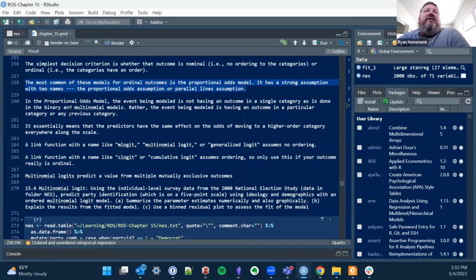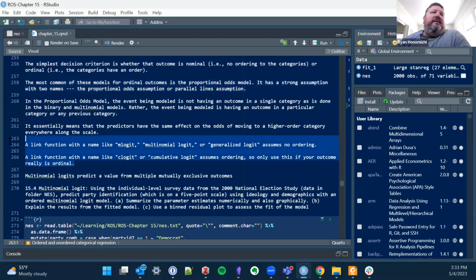So that's the only reason I even brought this up. Once again, I'm not saying this is what they're doing in the book, but this is what I learned. It was the proportional odds model, and I wasn't using Bayesian models or anything like that. I was just running frequentist regressions. Essentially it means that if we meet this assumption, the predictors have the same effect on the odds of moving to a higher category everywhere along the scale. So are the effects of gender or age or whatever the same moving from level 1 to level 2 as from 2 to 3, and so on.